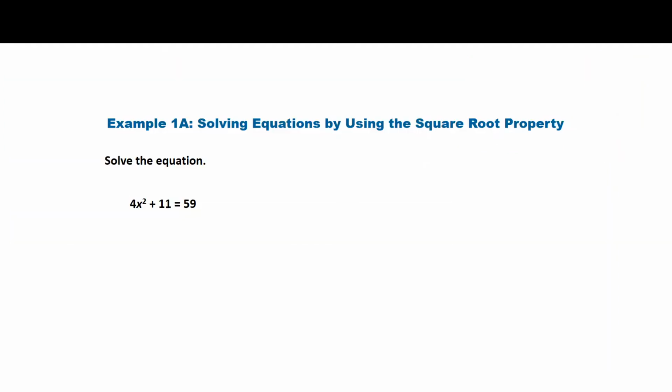So let's try a few examples here. First of all, it says, let's solve this equation using the square root property. To solve this equation, the first thing I want to do is subtract 11 from both sides, because remember, my ultimate goal is to be able to say x equals something. When my question says to solve the equation, I want to end up saying x equals something. So I'm going to subtract from both sides, and that leaves me 48. So now I have 4x squared equals 48. Okay, so there it is.